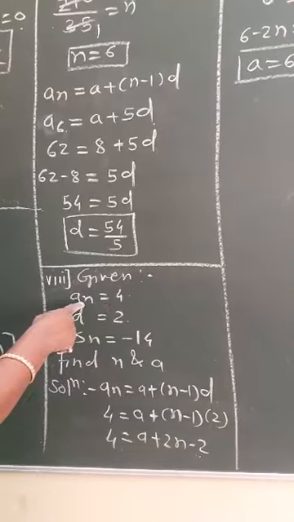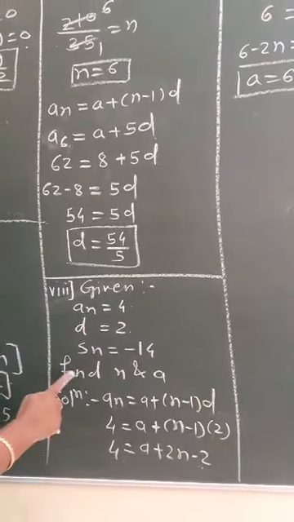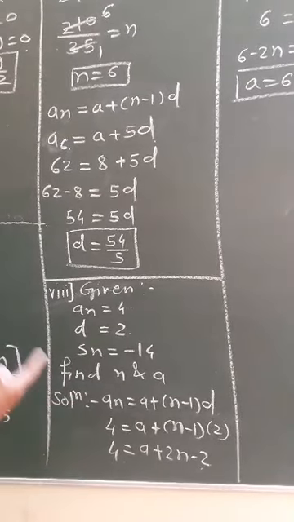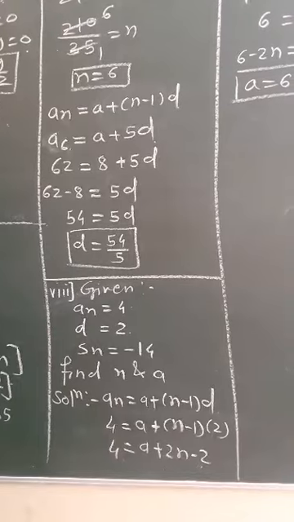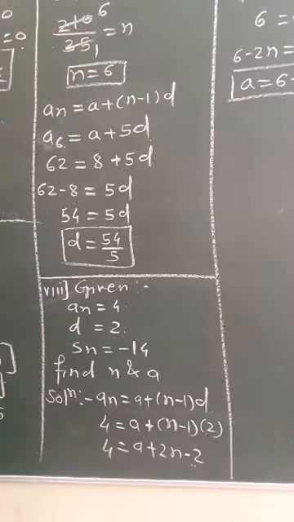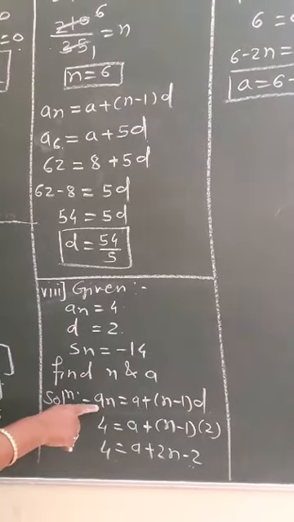Given here an is equal to 4, d is equal to 2, Sn is equal to minus 14. Here we have to find the value of n and a. You will think, as we did in the 7th problem, the same way we will proceed, but here a is not given. That's why we have to use first the formula for an.